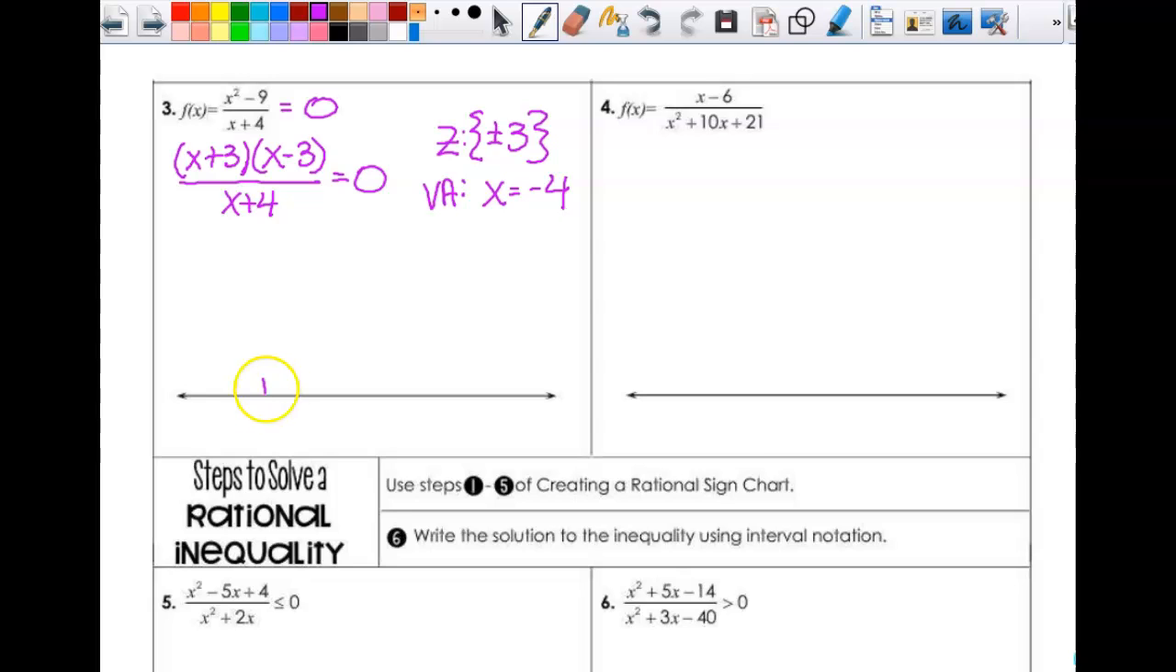So I'm going to have on here a -4, -3, and 3. All right, so you go ahead and finish this up. Get your open and closed circles on there and find your signs, all that good kind of stuff.